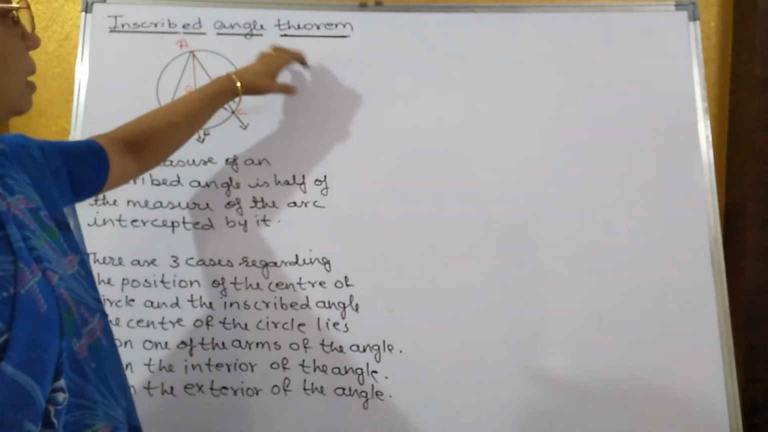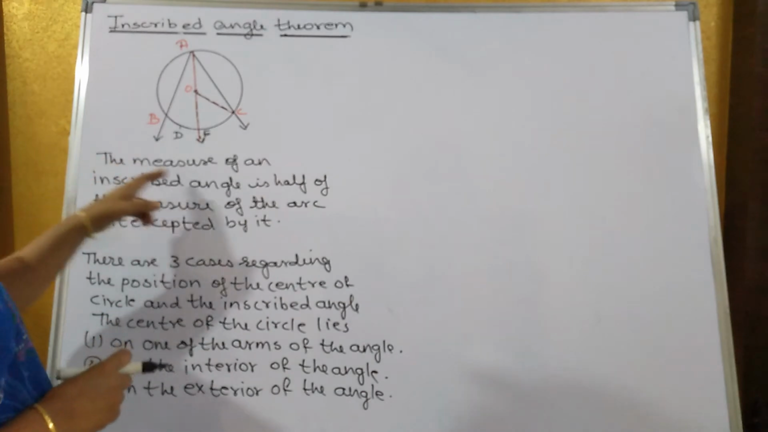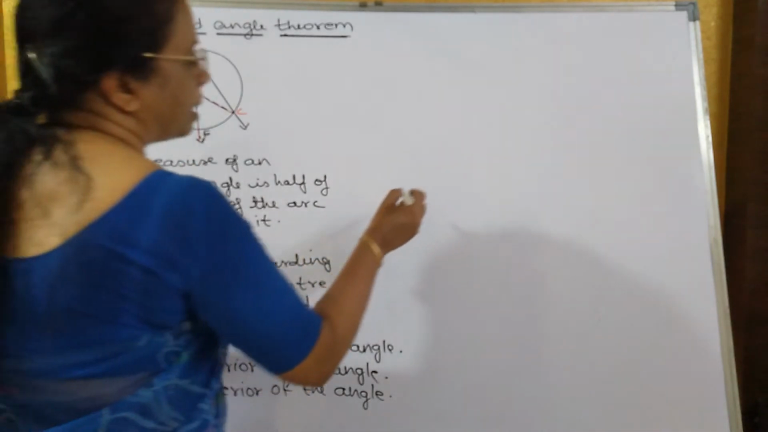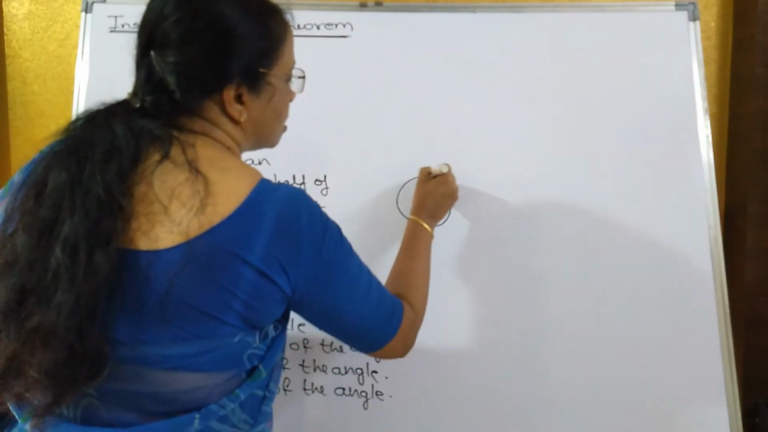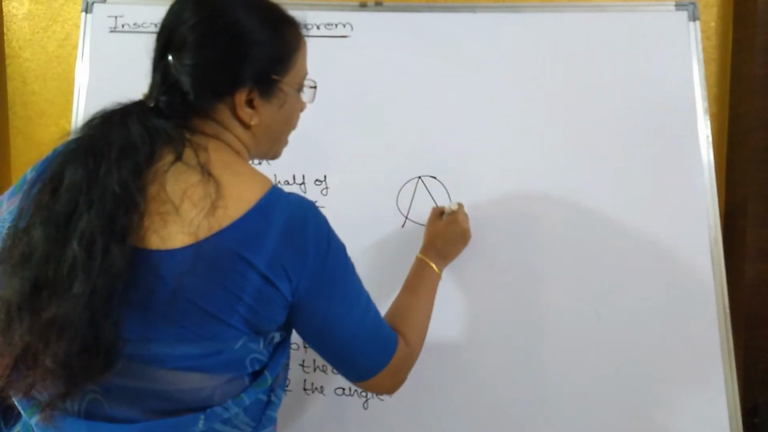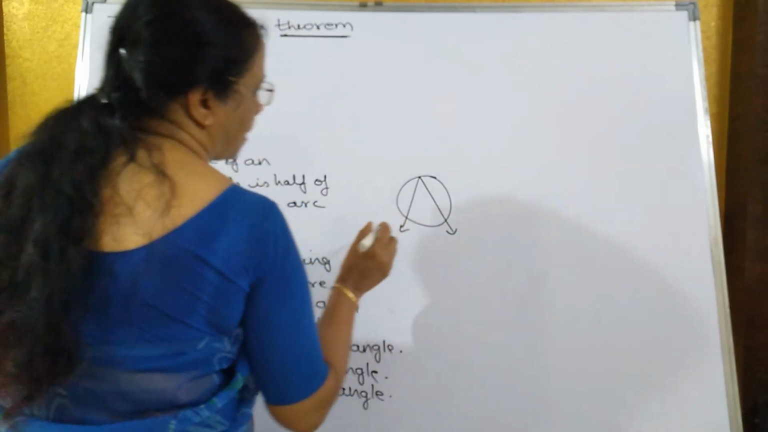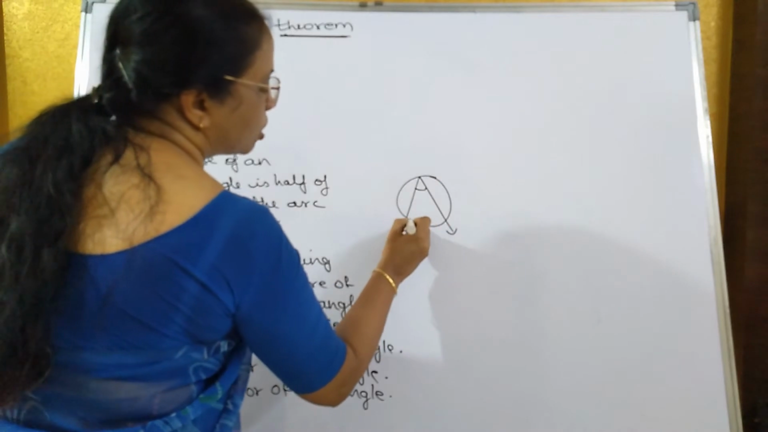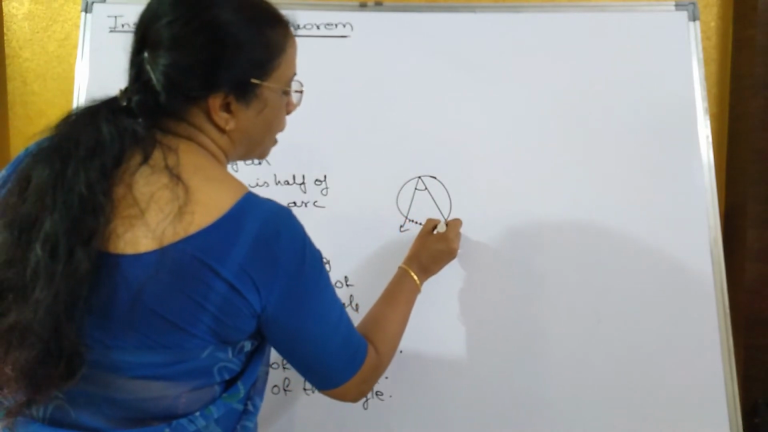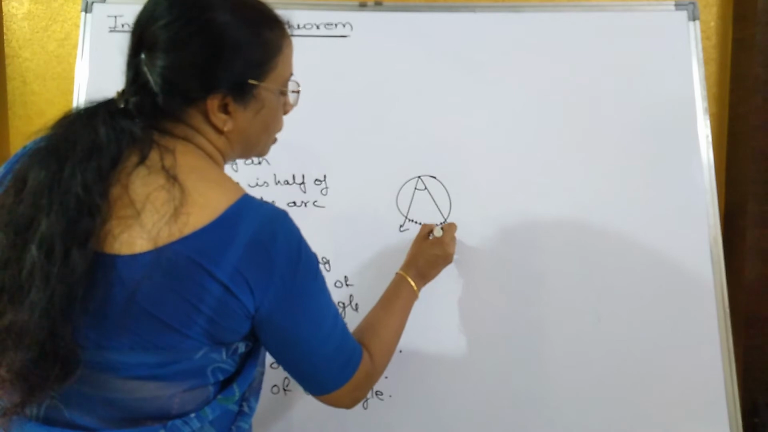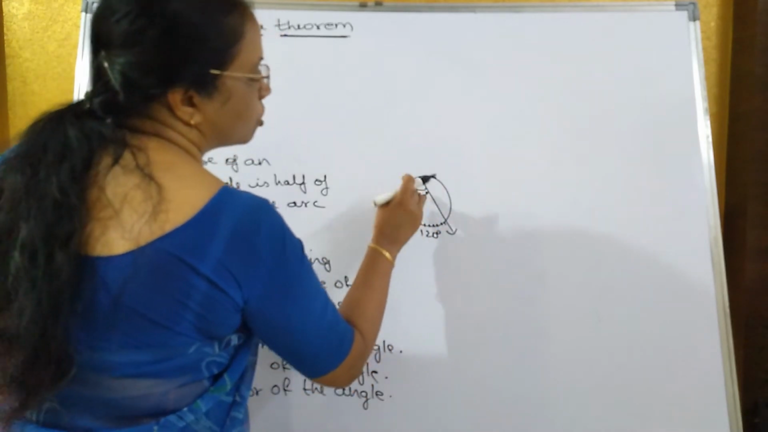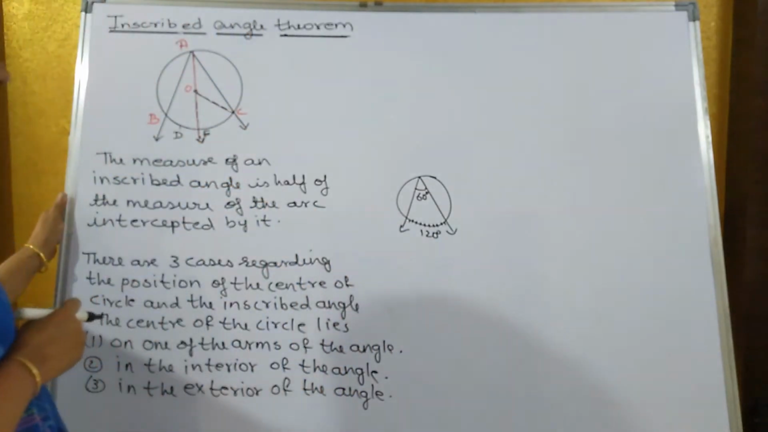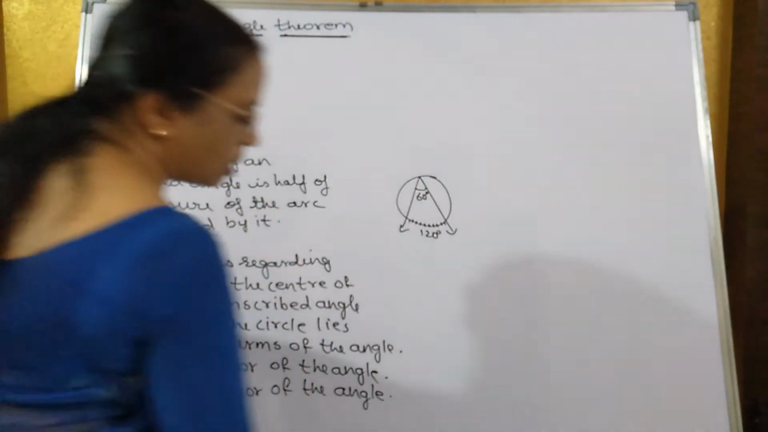Inscribed angle theorem. What is the inscribed angle theorem? The measure of an inscribed angle is half the measure of the arc intercepted by it. Now what is the meaning of this? Supposing this is an inscribed angle, then the measure of this angle is half the measure of the intercepted arc. So if the arc is 120 degrees, then this angle will be 60 degrees. So that is the meaning of this theorem.